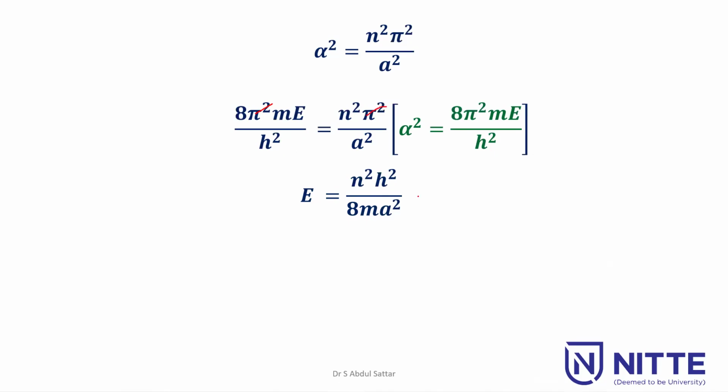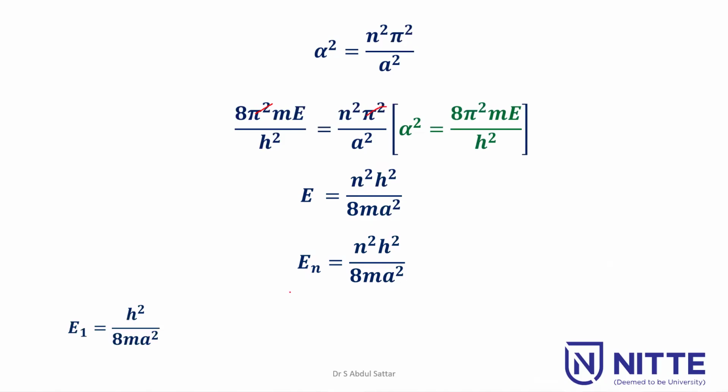Here n takes integer values, like plus or minus 1, plus or minus 2 and so on. If you put n equal to 1, then you will get the energy value in the ground state. If you put n equal to 2, you will get the energy value in the first excited state. So here energy is not continuous. It can take some discrete energy values only. To mention those energy values, we will put a suffix n here. So En equal to n square h square by 8m a square. For n equal to 1, the energy value is E1, that is the ground state. For n equal to 2, the energy value is E2, that is the first excited state.